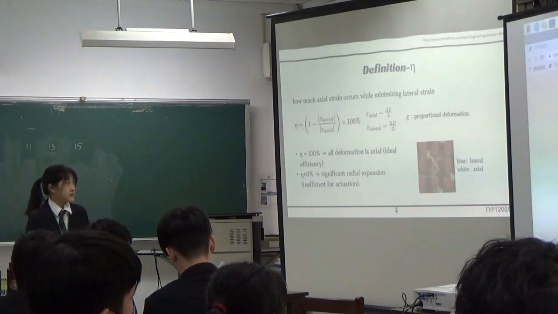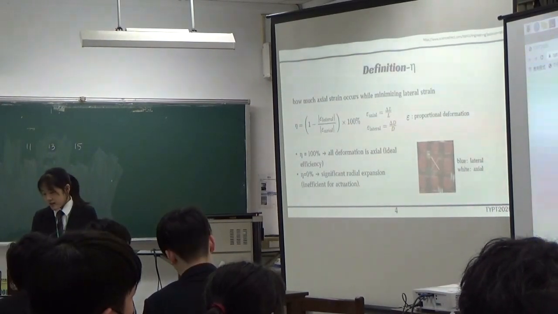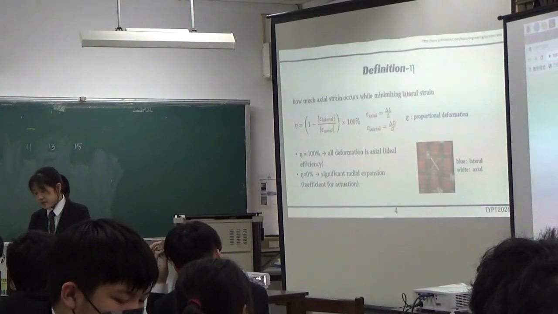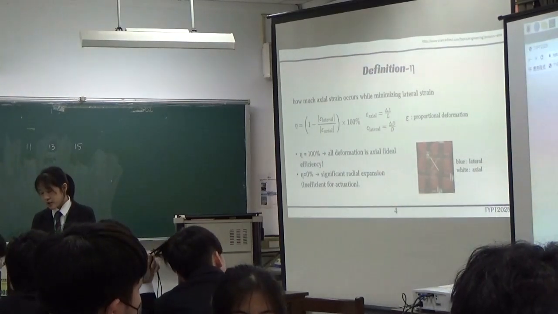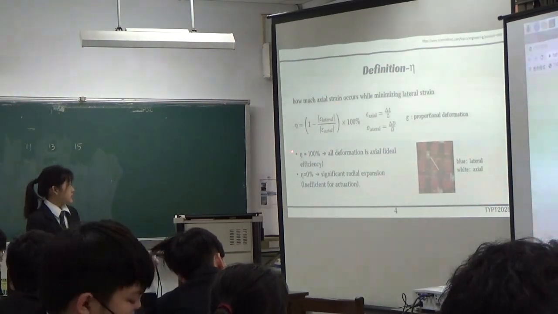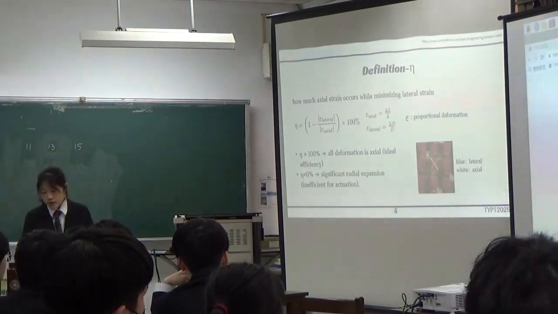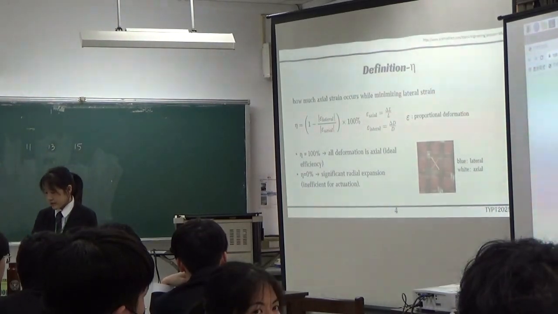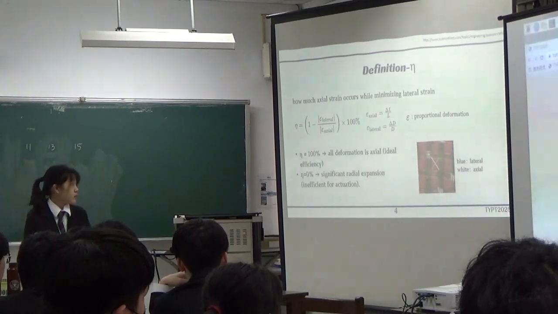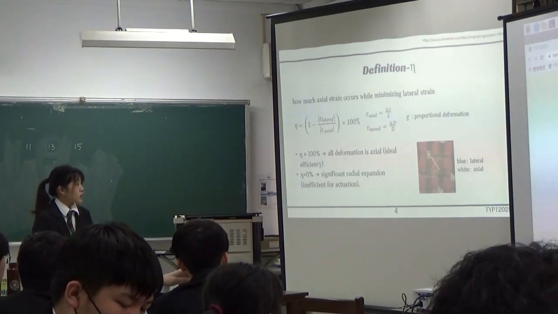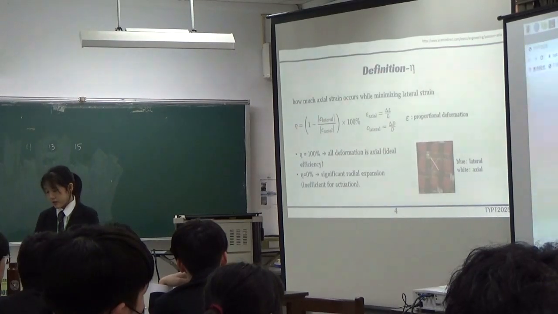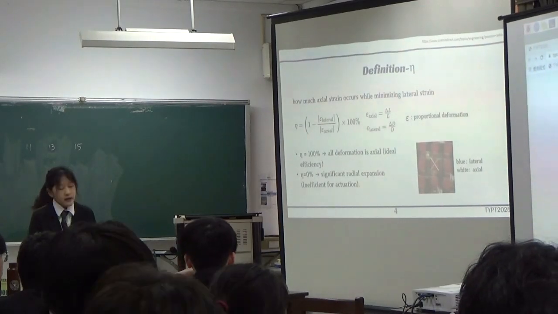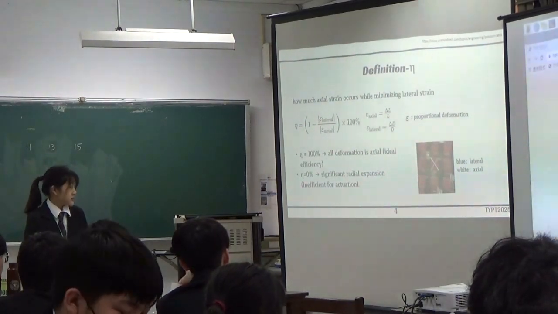The second one is I'm going to define eta. Eta is the measure of how much axial strain occurs while minimizing lateral strain. And this is the equation of eta. The axial strain is calculated as the change of the length divided by the original length. For example, when eta is 100%, it means that all deformation is axial, meaning the structure is ideal for actuation. And when eta equals 0, it means that the system is inefficient.